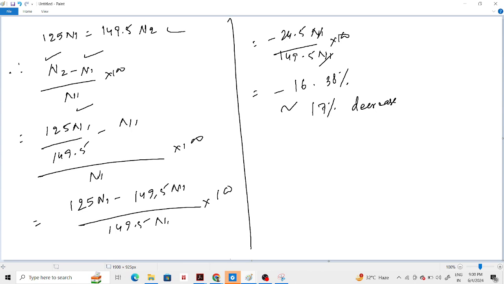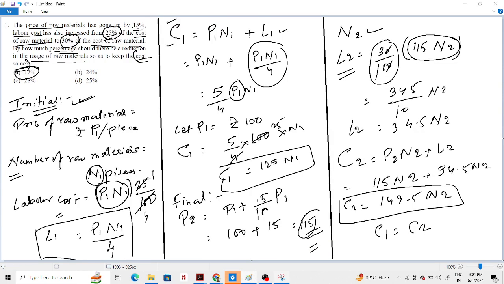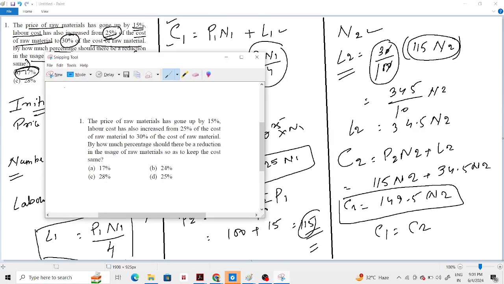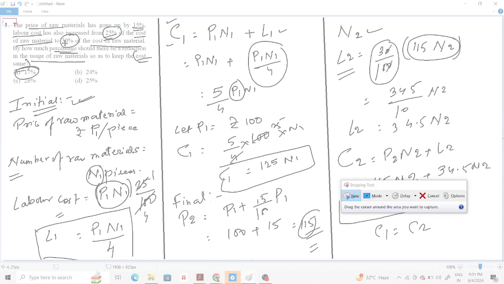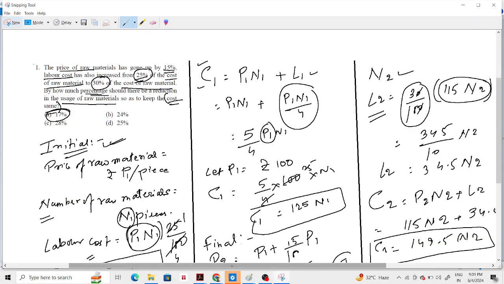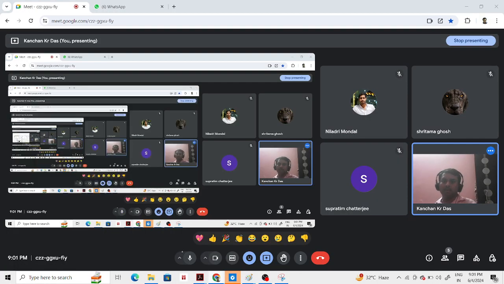Did you understand this, Shritama? Yes, sir. Okay. Have you copied this, or should I send this sum to you? I've copied, but if you send it also, it will be better. So I'm sending it. You copy this. Okay. Niladri, I'm giving you a sum. I'll do one sum for Supratim, and then I'll come back.